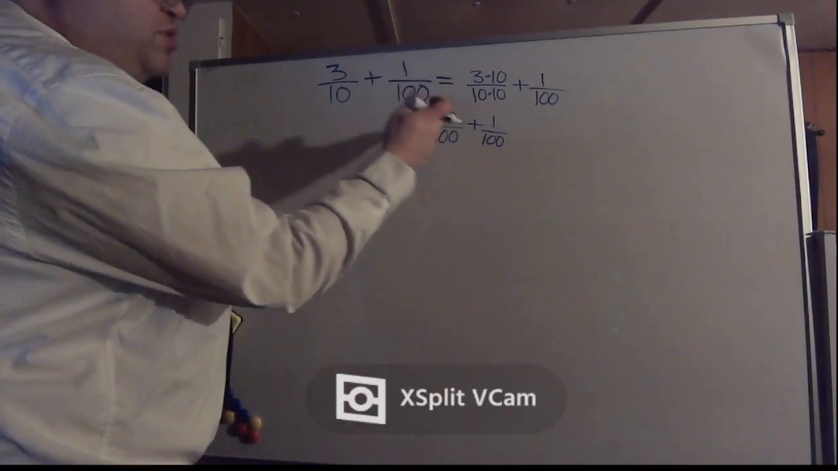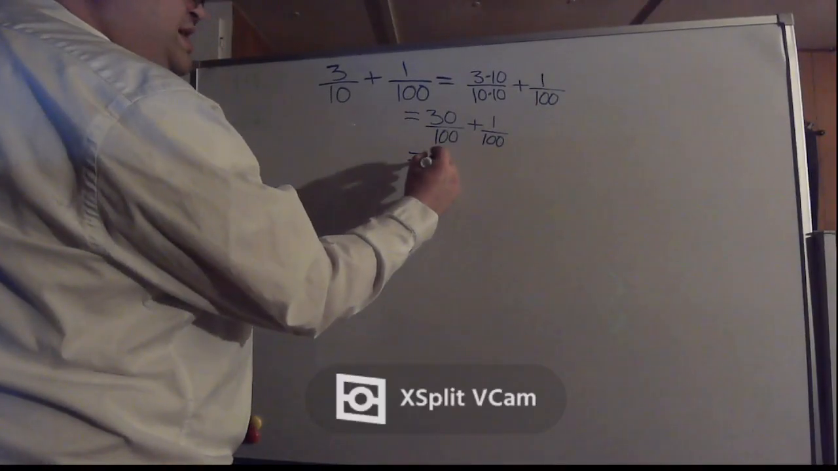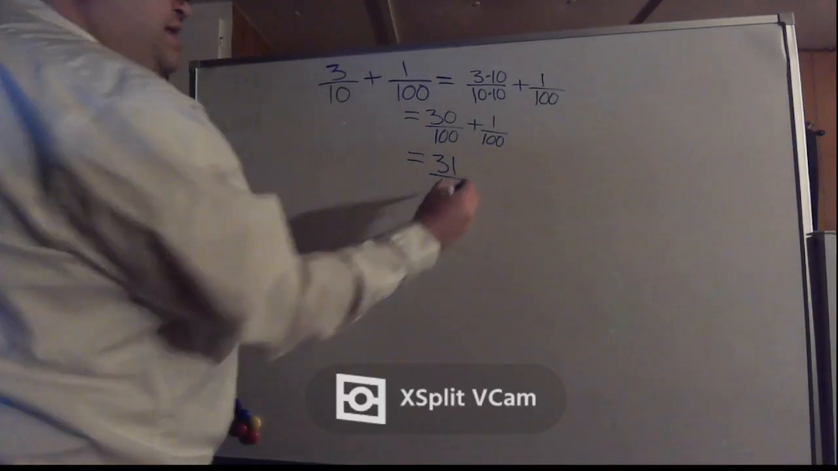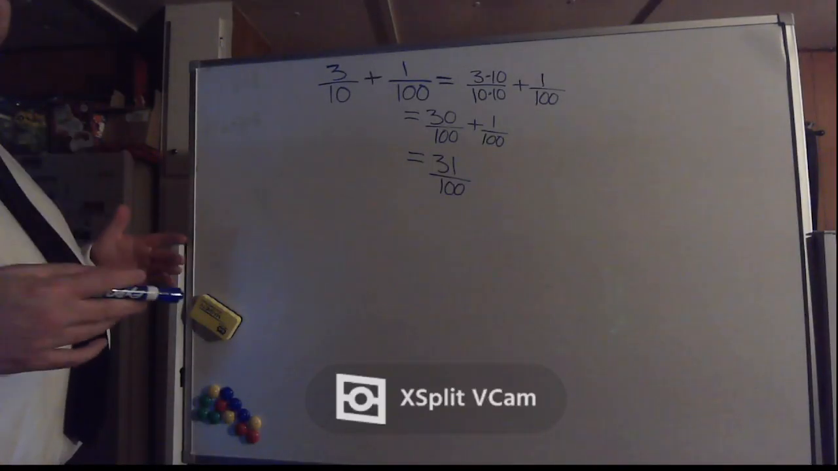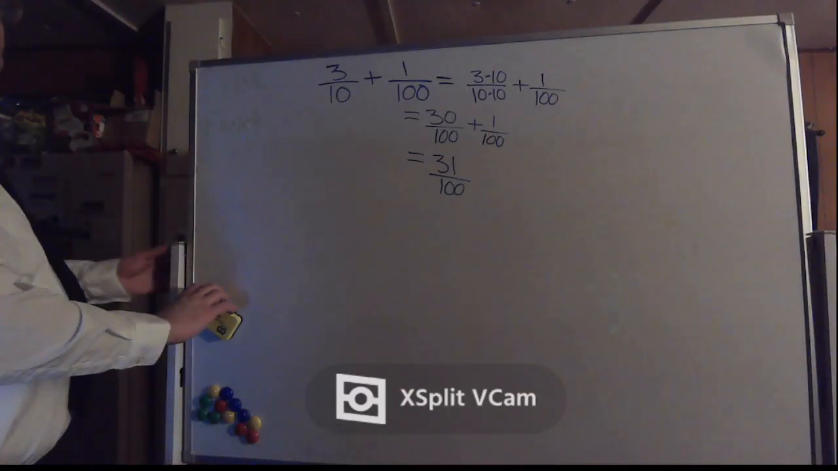Now that they both have the same denominator, you can add them together, which would end up giving you 31/100ths. And 31 does not factor out of 100. They don't factor at all from each other, so that's in its simplest form. 31/100ths would be your answer.